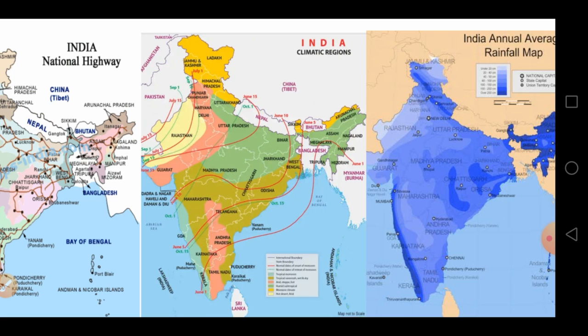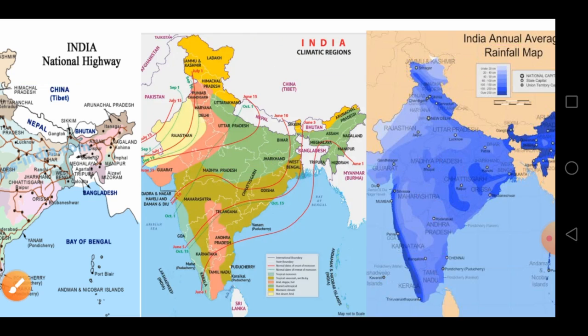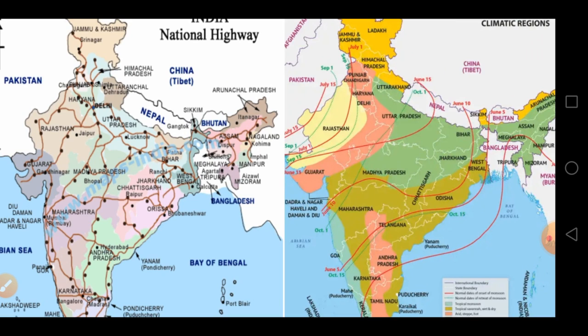Okay. And the title of the map is given according to the information they have given on the map. So here they have given rainfall, so the title is rainfall map, India annual average rainfall. Here they have given climatic regions, so the topic is India climatic regions. Here they mentioned national highways in India, so the title of this map is National Highways, India National Highway. Like that they give on the map.